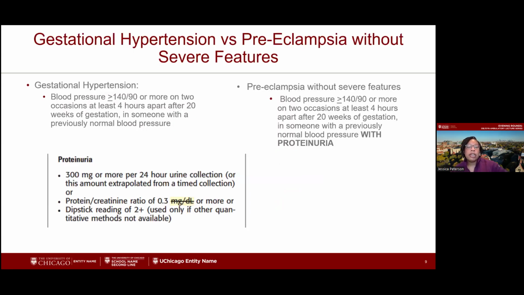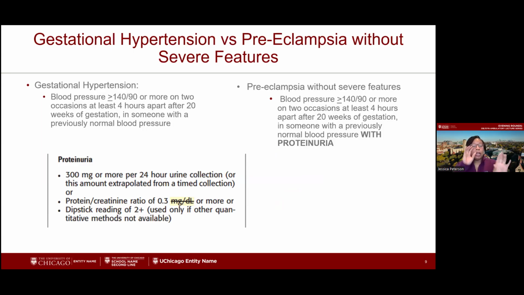So how do we determine the difference between gestational hypertension versus preeclampsia without severe features? So this is kind of the middle ground. Gestational hypertension and preeclampsia without severe features are conditions that can be monitored in an outpatient setting, but once you get to preeclampsia with severe features, that's when it becomes inpatient.